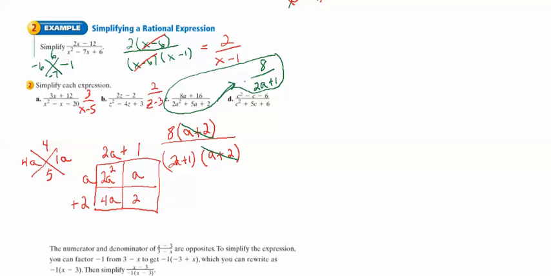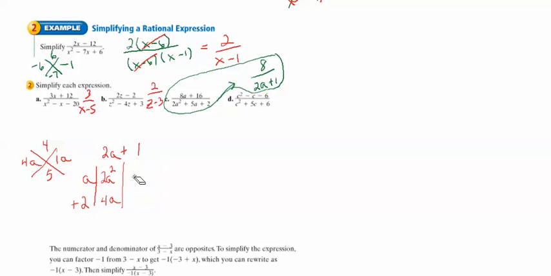All right, I have one more to go. It looks like this next one we have to do is we have to factor both the top and the bottom to see if there's anything there that we can cancel.